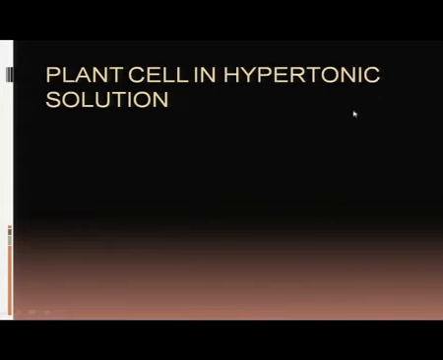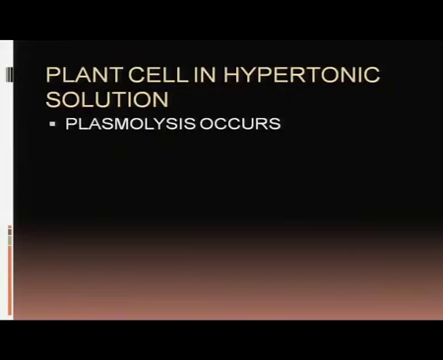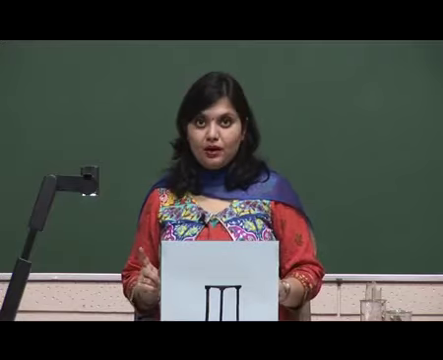Finally, what will happen when a cell is placed in a hypertonic solution? Plasmolysis will occur. What is plasmolysis? Plasmolysis is the moving out of water from the plant cell when the cell is put in a hypertonic solution because of osmosis. Now, when the water has moved out, the cell cannot shrink because of the presence of the cell wall, but the protoplasm gets shrunken.